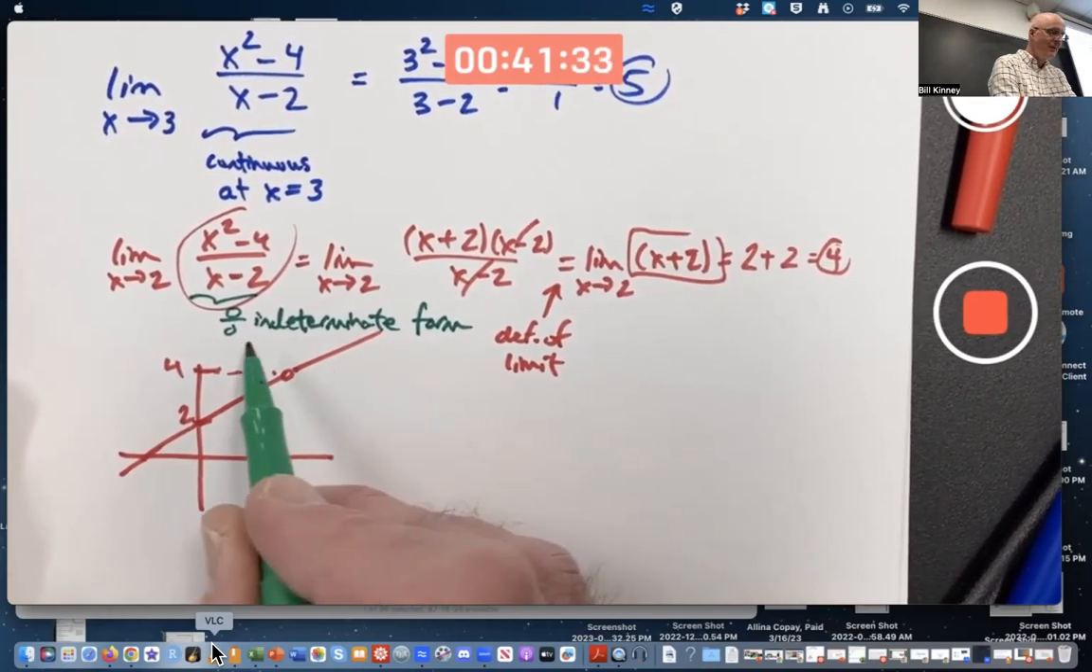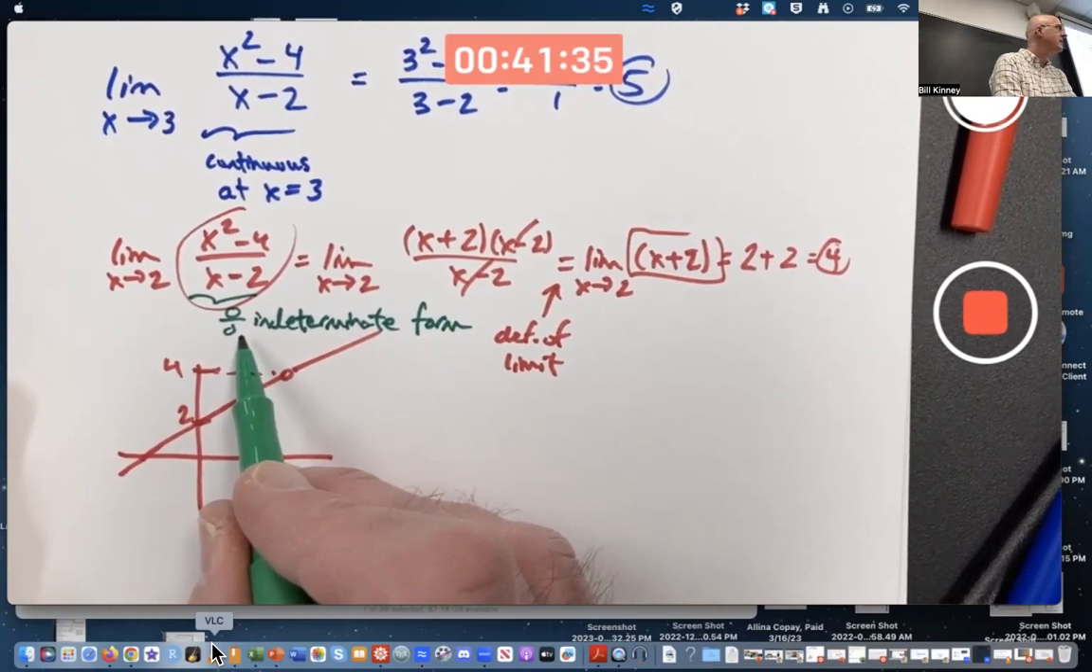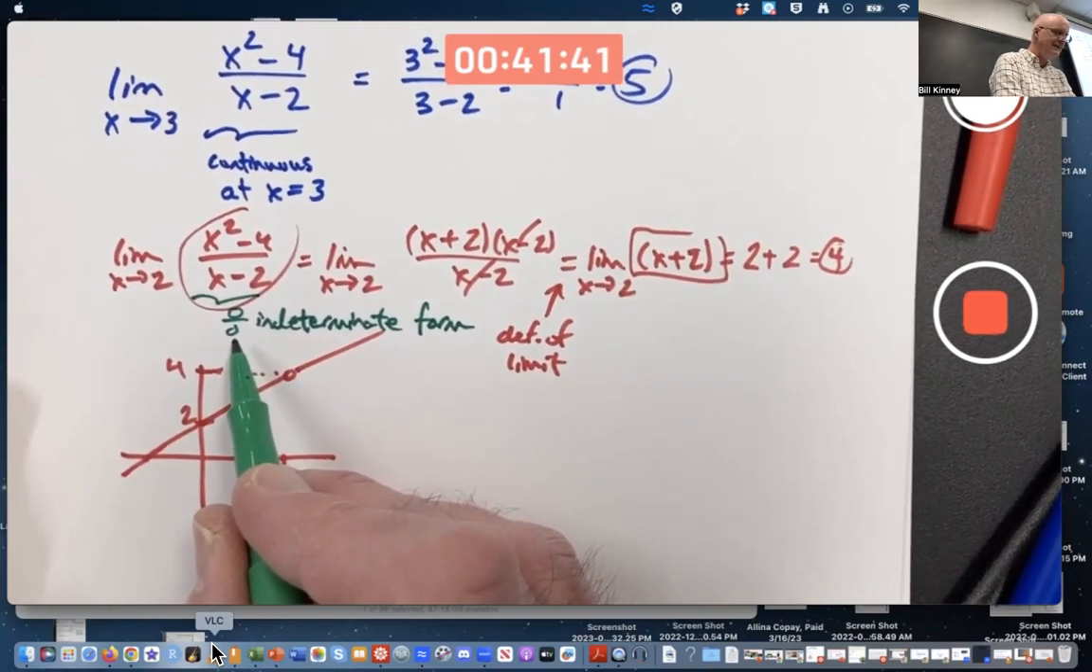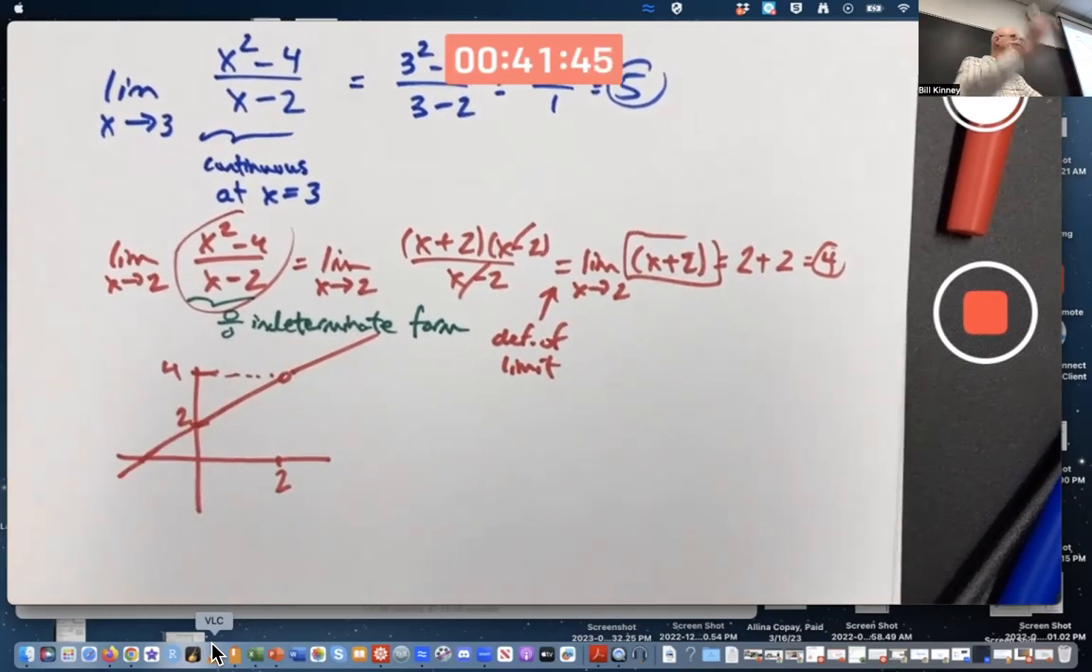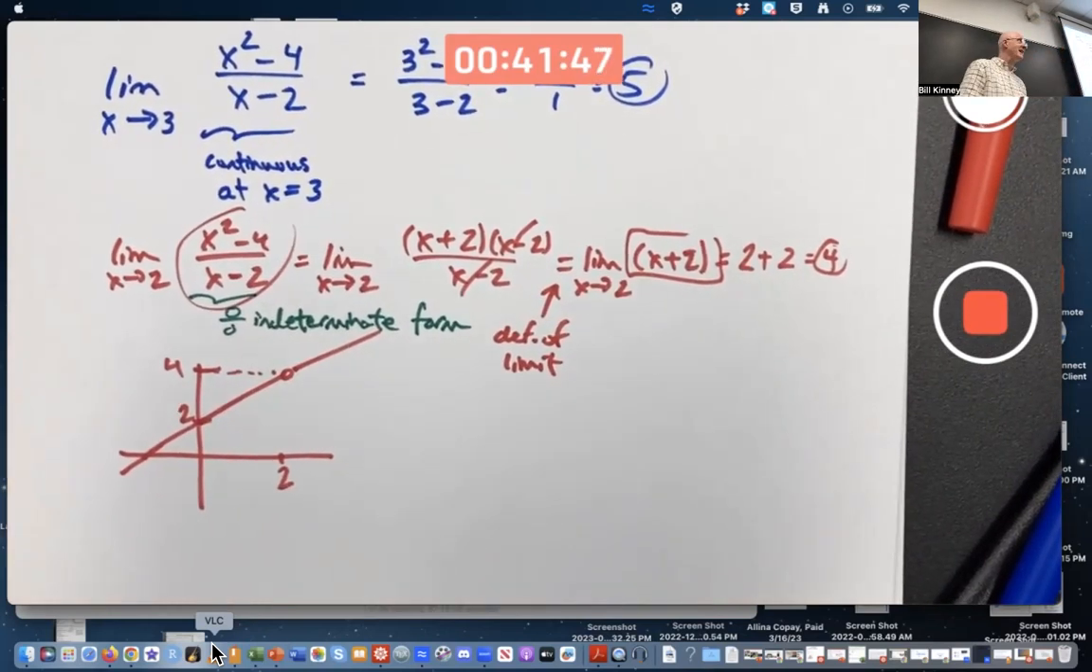Wait a minute. I wrote 0 over 0. That's not allowed. Can't divide by 0. Well, yeah, you're right, but I can still write it. Right, I can still write 0 over 0. It's just not defined.